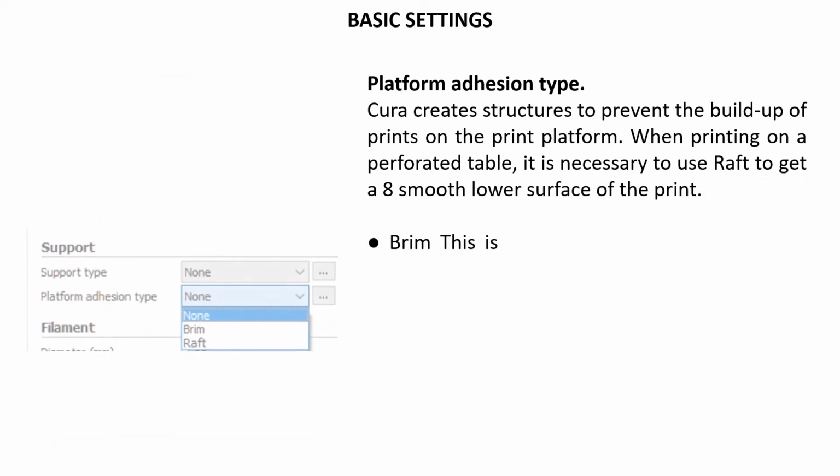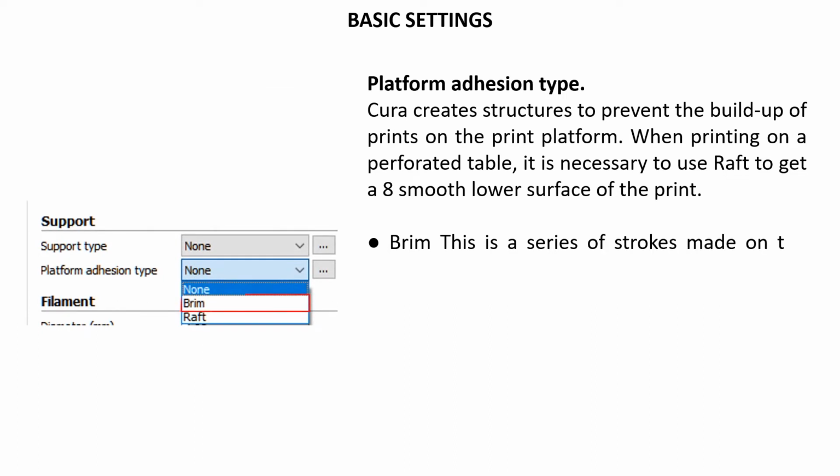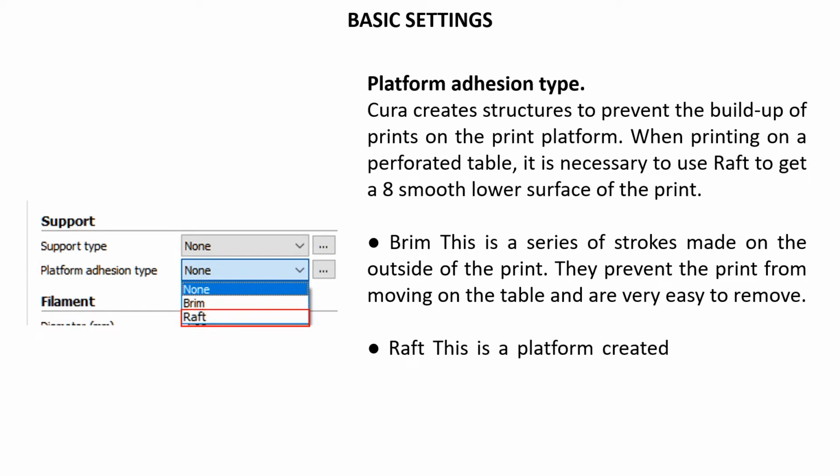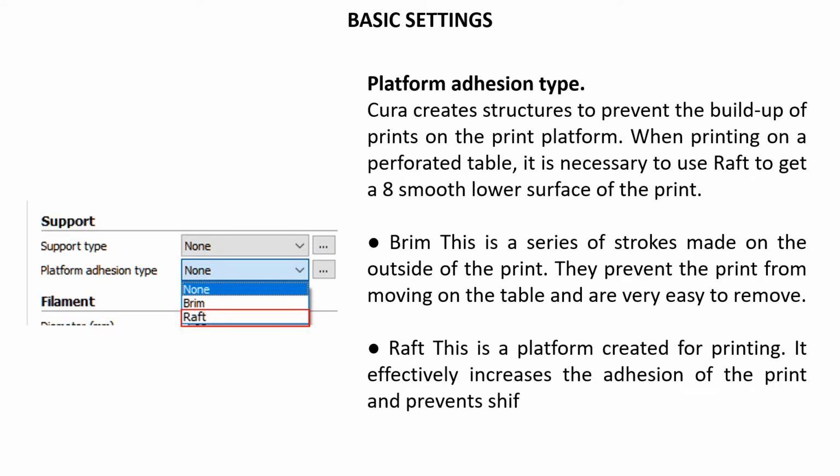Brim. This is a series of strokes made on the outside of the print. They prevent the print from moving on the table and are very easy to remove. Raft. This is a platform created for printing. It effectively increases the adhesion of the print and prevents shifting, detachment, and curling.